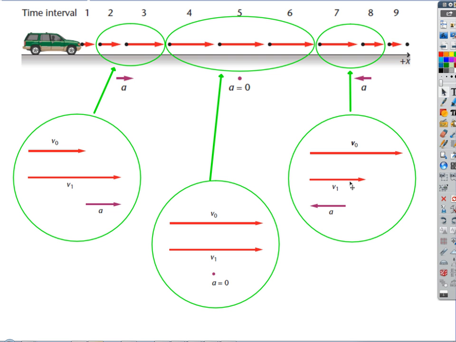Positive 3 meters per second squared? Meters per second per second. We haven't talked about units yet. Without dealing with units, the number of the acceleration would be positive 3, right? Agreed? Okay? But what was I doing? I was slowing down, so it's deceleration.